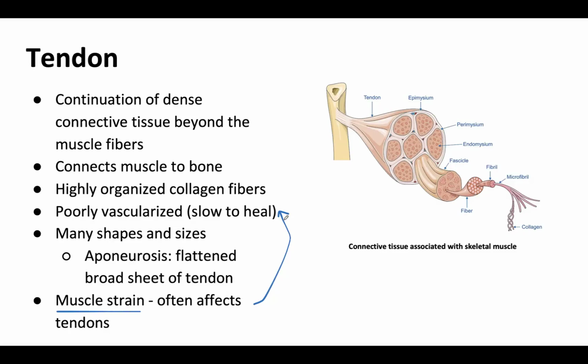Conversely, some tendons are so short they are not visible to the naked eye. And some tendons are flattened and form kind of these broad sheets. These are specifically called an aponeurosis. And one of the more prominent ones of these is right in the front of the abdomen, which we will discuss more in upcoming videos.